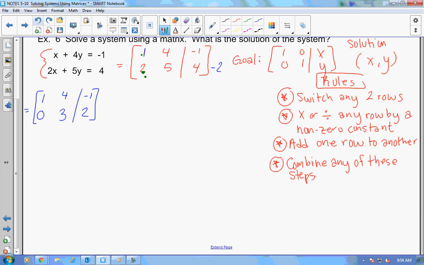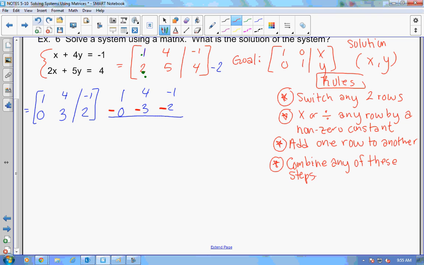We want this 4 to become a 0, and we want the 3 to become a 1. Subtract which row from which row? Are you saying bottom minus top or top minus bottom? Because subtraction has order. And that would help get which one? A 0 or a 1 here? A 1. So we're going to take our top row and subtract every term on the bottom. Subtract, subtract, subtract.